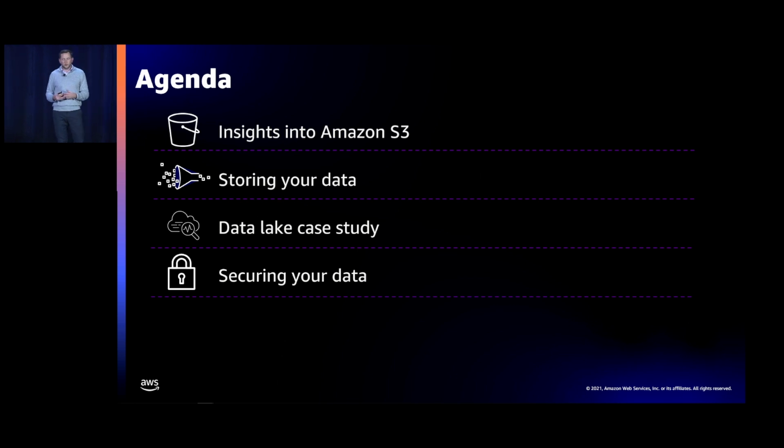Today, our goal is to provide you new insights into how S3 works. We're going to talk about how S3 achieves its availability, its durability, how S3 scales, and how it achieves its performance so that you can take this information and apply it to your own applications to achieve the highest performance you can on S3. We'll also talk about storing your data, what's the right storage class for your application, and then we'll apply what we learned both on performance and cost optimization through our storage and walk through a data lake case study. And then we'll wrap it up with best practices for securing your data.